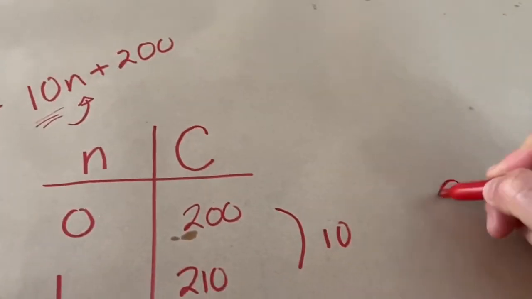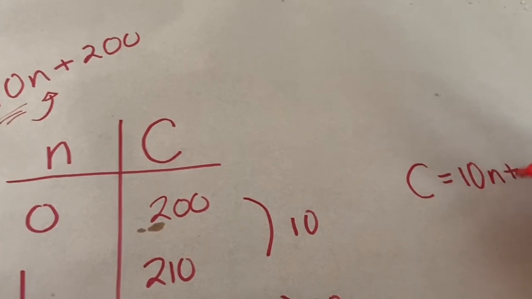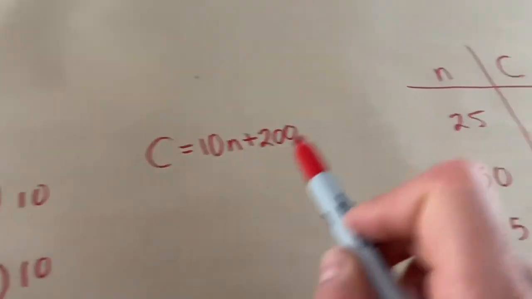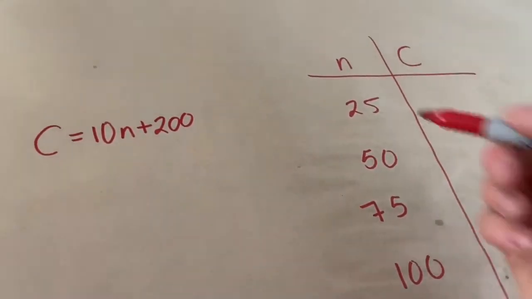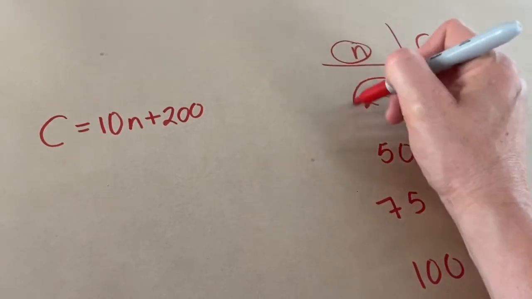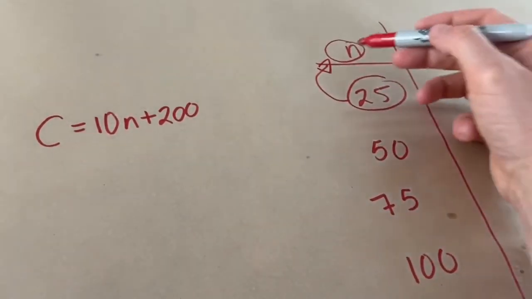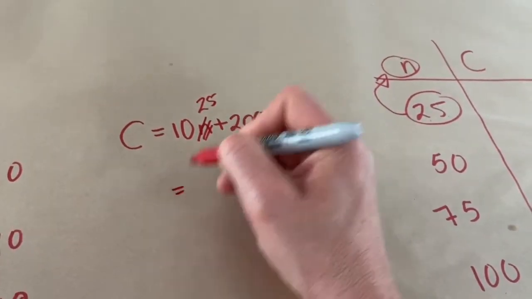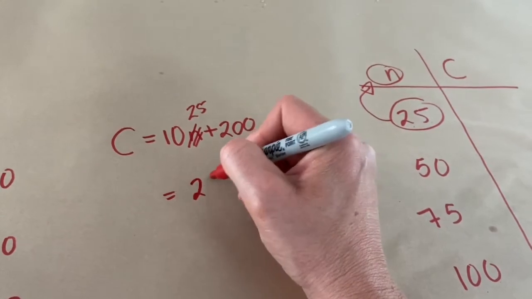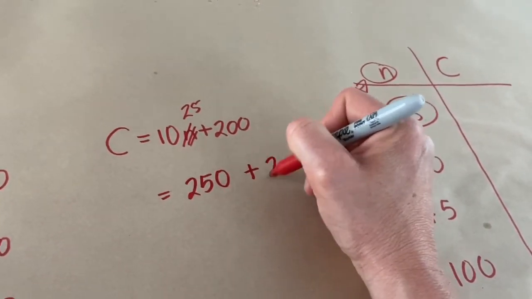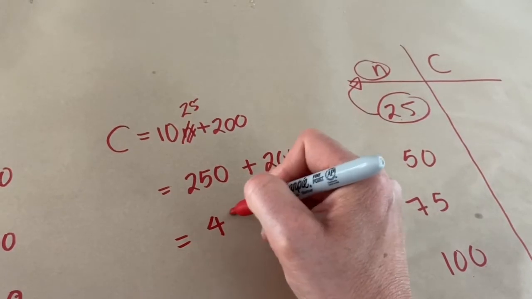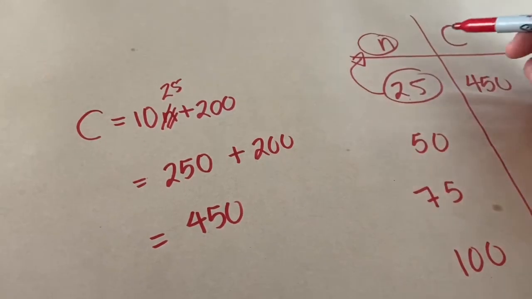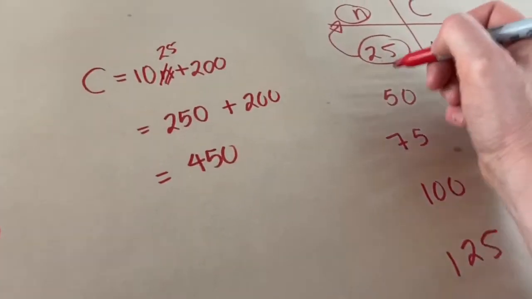Okay, so let's write down our algebraic model, our equation. Somehow using this equation, I should be able to complete the table. So we know that our N is 25. That means I can cross off this N and put a 25 there. So I have 10 times 25, which is 250, plus 200 gives me 450. So that means when you have 25 people coming to your party, the cost is $450. We need to do that for all of them.